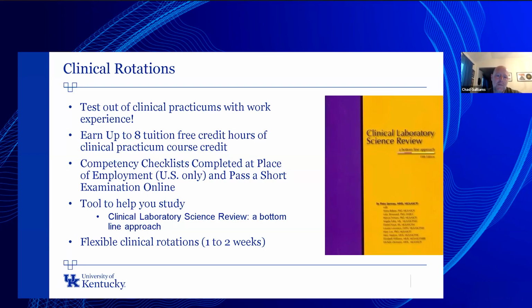And usually that's comprehensive work experience, meaning all of us usually start out as generalists in hematology and chemistry. So all of us could test out of those rotations. We wouldn't have to take those, and we get 4 tuition-free credit hours towards graduation. But then for microbiology, you have to have read plates. And for blood bank, you have to have done antibody identification.